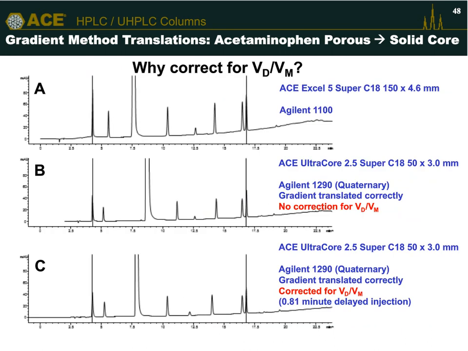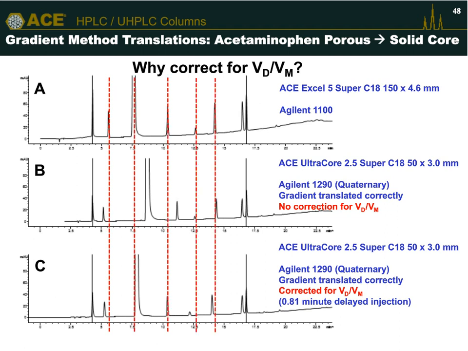Why correct for the dwell volume to column volume ratio? Well, here on this slide you can see the separation on 3 different platforms: the porous 5 micron, the solid core 2.5 micron without correction for VD over VM, and a solid core 2.5 micron with correction for VD over VM. And if we align up the different peaks, we can see how correcting for VD over VM is very helpful to ensure we get the most accurate translation possible.